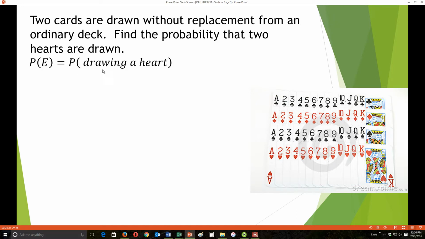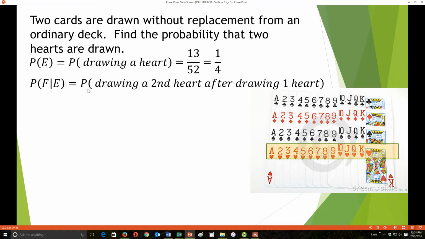So the probability of drawing a heart is 13 out of 52, which is 1/4. Now the probability of drawing a second heart after drawing a first heart, this is your conditional probability. Again, there's only 1 heart drawn, so there's only 12 hearts left and 51 cards to choose from, so that's 4 out of 17. Now to do both of these events means I have to multiply these two, okay?